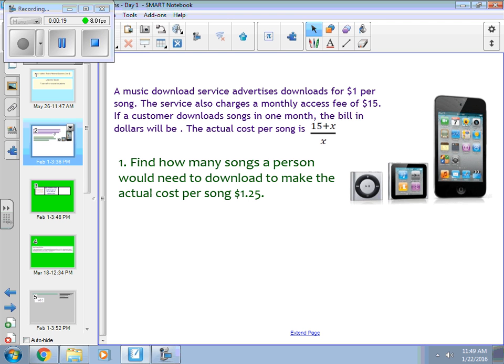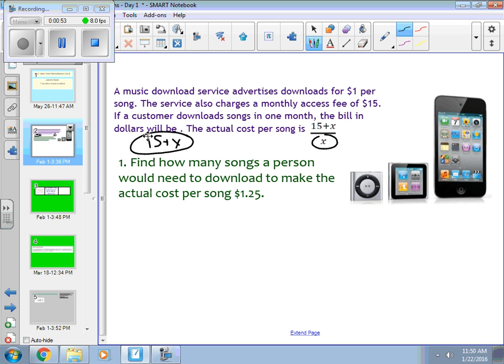If a customer downloads x songs in 1 month, the bill in dollars will be 15 plus x. So it'd be $15 plus however many songs. The actual cost per song then is the total cost, 15 plus x, divided by however many songs they choose, so it'd be the average cost. Find out how many songs a person would need to download to make the actual cost per song $1.25.